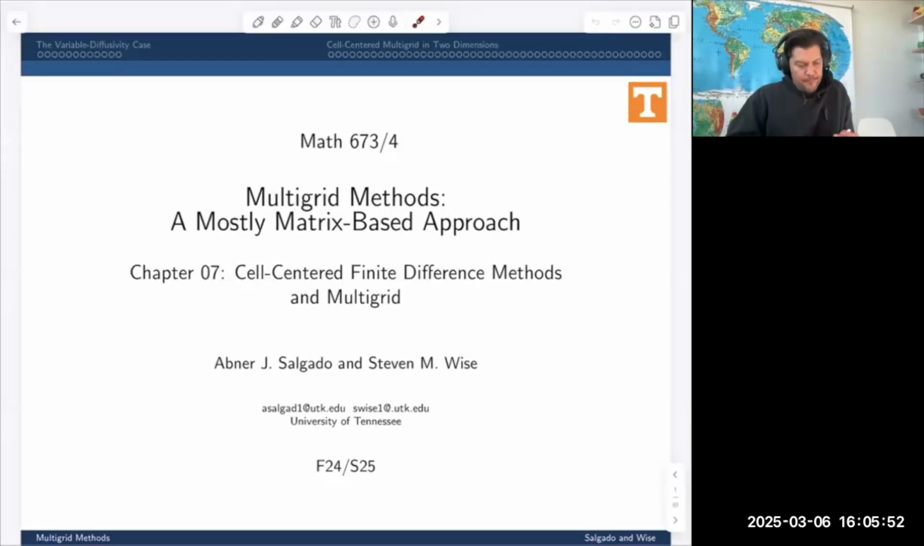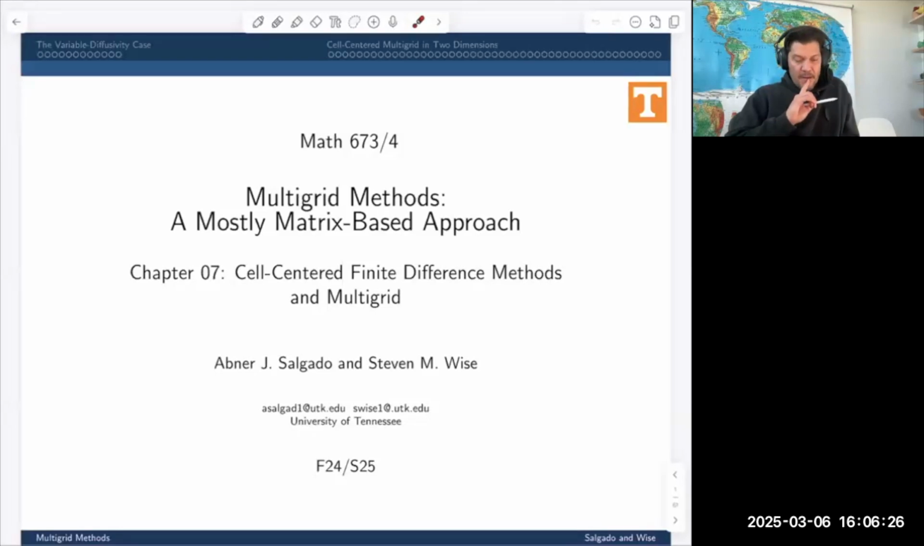We're getting close to finishing Chapter 7, talking lately about cell-centered multigrid in 2 dimensions. So we have this rather large section to cover. I've had some thoughts about maybe splitting this up into multiple sections, but it all fits together. It's just a little bit on the long side. So we're first talking about the basics of cell-centered multigrid in 2 dimensions.